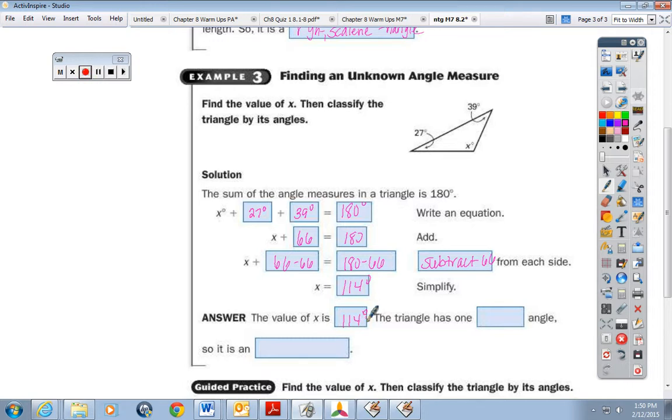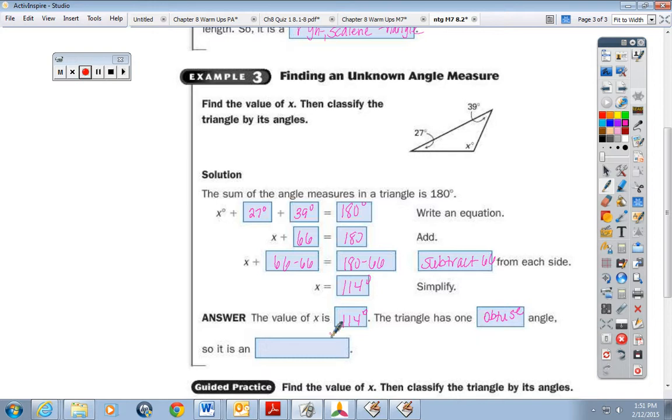Okay, so now can I classify this? Okay, be careful. Am I classifying it by sides or angles? Angles. Okay, now look. I have 2 angles that are acute because they're less than 90. And then I have 1 angle that's what? Greater than 90. So it's obtuse. Since it has 1 obtuse angle, guess what kind of triangle it is? It is an obtuse triangle.